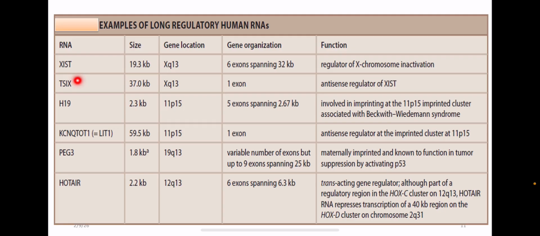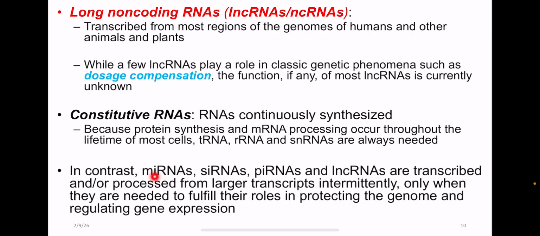So it is the Xist long non-coding RNA that plays a role in inactivating one X chromosome. And when you're reading it backwards, like Tsix, the Tsix will be an antisense regulator of the Xist.